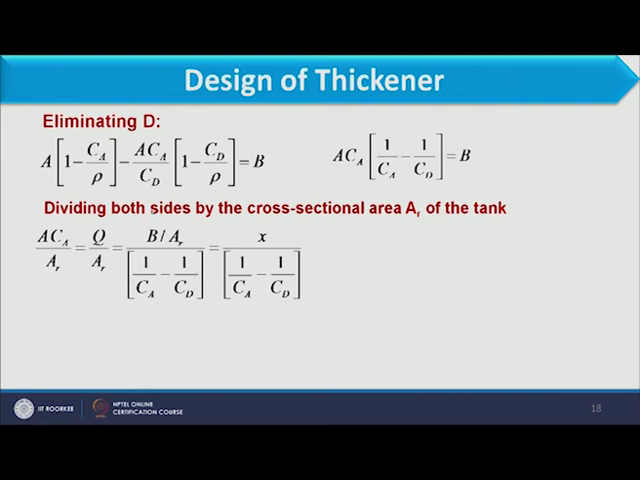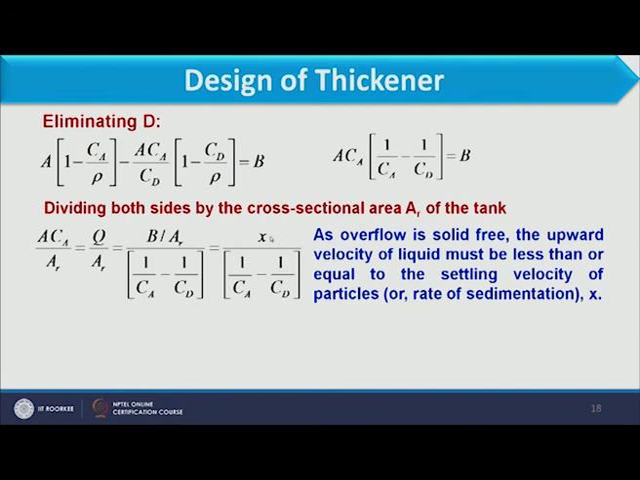Now B by AR, what is B? B is the clarified zone flow, and B is the volumetric flow divided by cross sectional area. So B by AR is nothing but the velocity of the clarified liquid, which is moving upward. That we have denoted as x, and that is nothing but the sedimentation velocity or settling velocity of the particle, or rate of sedimentation. So here we have A Ca by AR equal to x by (1 by Ca minus 1 by Cd).